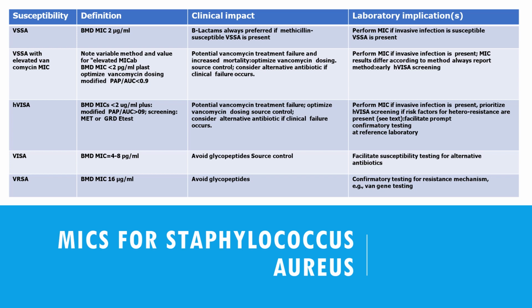Vancomycin intermediate Staph aureus, MIC 4 to 8: avoid the glycopeptides, have source control, and facilitate susceptibility testing for alternative antibiotics. If it is vancomycin resistance, that is MIC more than 16, then avoid the glycopeptides. Confirmatory testing needs to be done for the resistance mechanism, that is van gene testing.